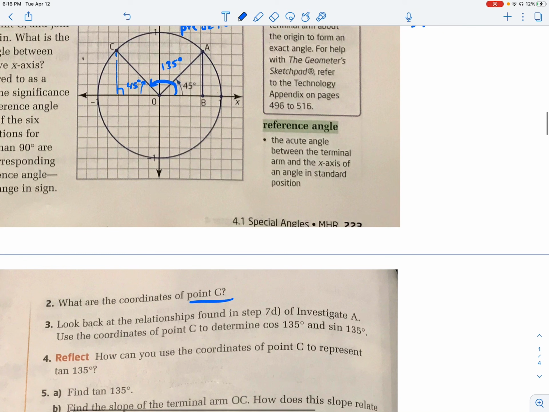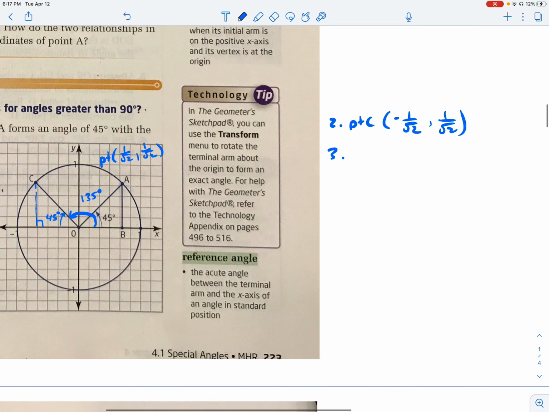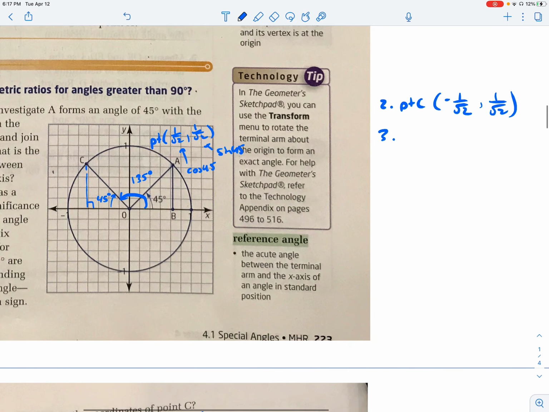Okay, what's question 3? Look back at the relationship found in step 7D of investigate A. Use the coordinates of point C to determine cos of 135 and sine of 135. So if you remember from the other investigation, the x value of point A had to do with cos of 45 and the y value had to do with sine of 45. Well, for point C, this now has to do with the angle 135. So the x value is actually going to be cos of 135, and the y value is sine of 135.